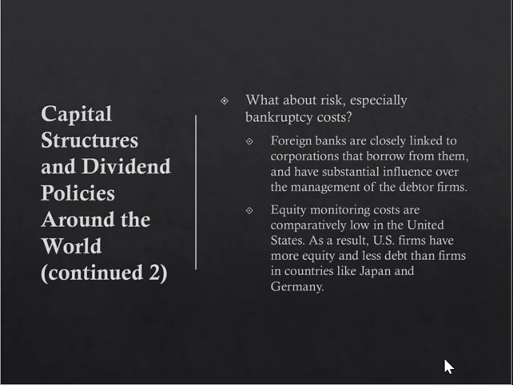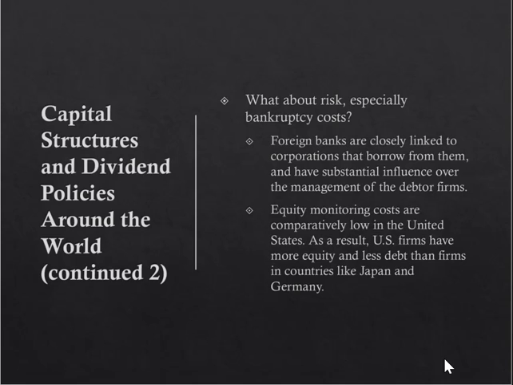And then you've got risk. So what about bankruptcy costs? Foreign banks are closely linked to corporations that borrow from them. We talked about this earlier in the course. You've got companies like Mitsubishi Manufacturing, which also has a bank attached to it, so that they have significant influence over the management of the debtor firms and can regulate some of those things without the government's involvement.